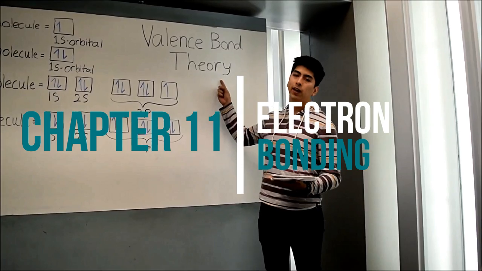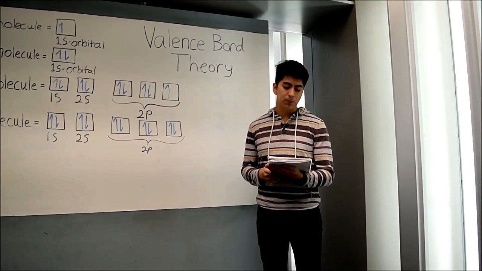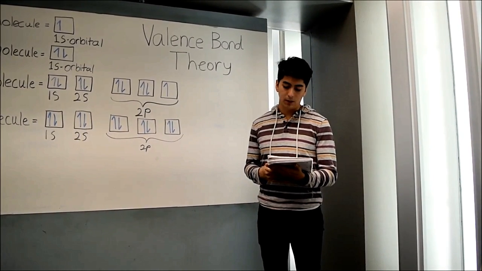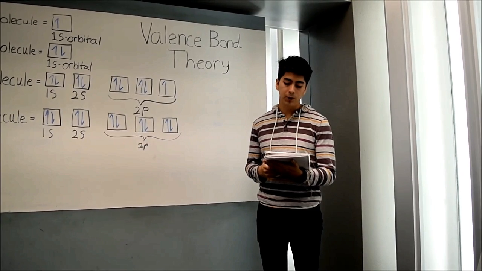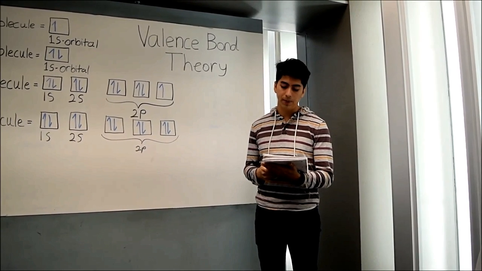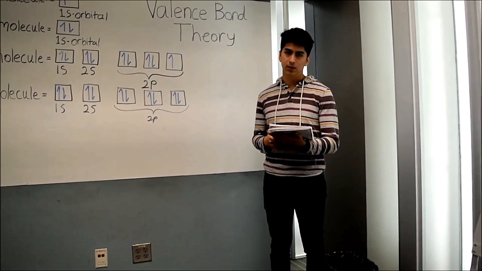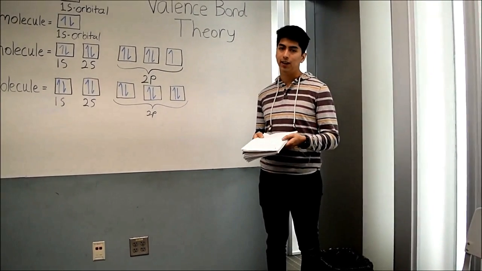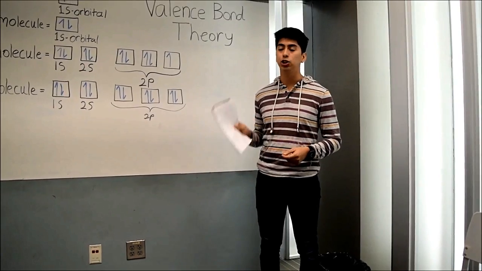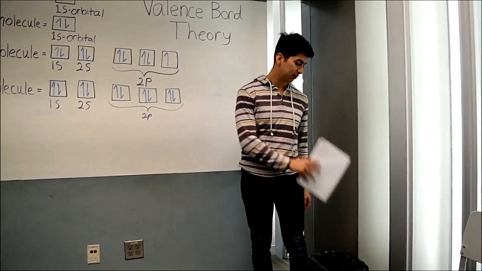Okay, so valence bond theory. Valence bond theory is that a covalent bond forms when orbitals of 2 atoms or molecules overlap and a pair of electrons occupy the overlapped region. Pretty boring, huh? Just hearing it like that? Well, how about this? How about I show y'all what this really is?